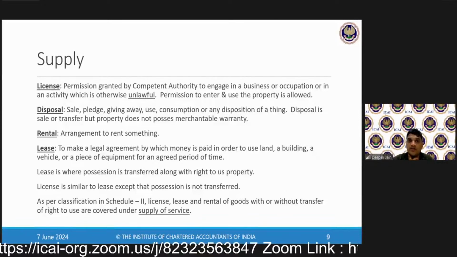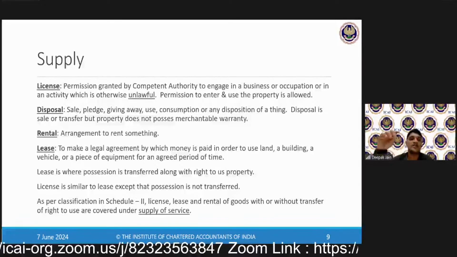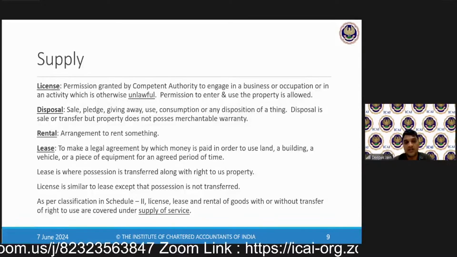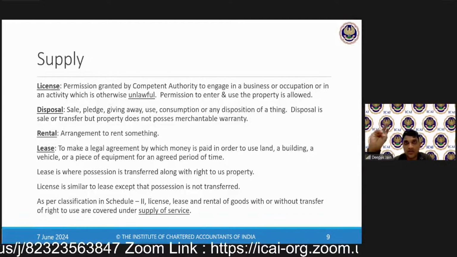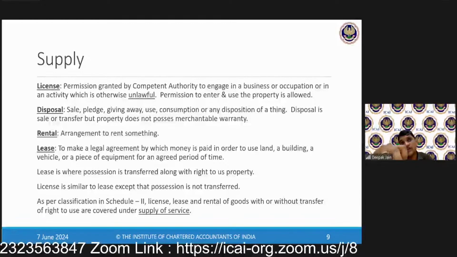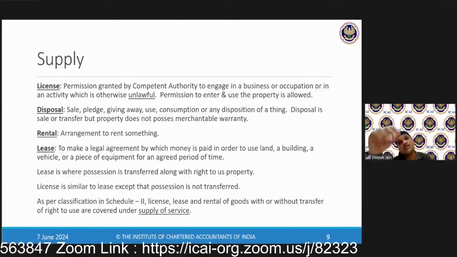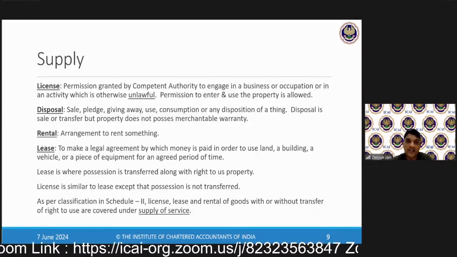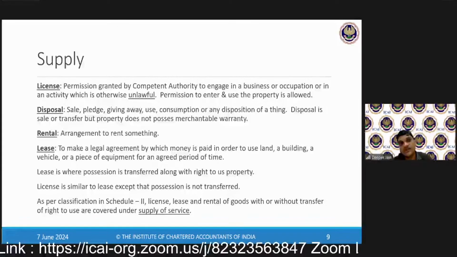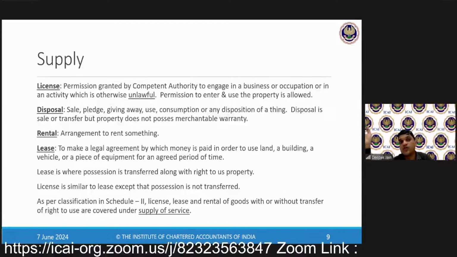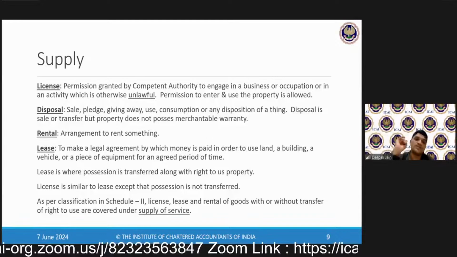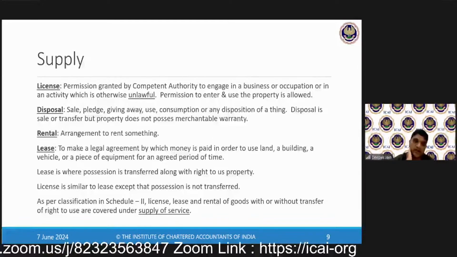Then disposal. When I sell, pledge, give away or dispose of anything without a consideration, that's an example of disposal. So why is disposal covered here? Because consideration is involved. It is still covered here because we have something called Schedule 1, wherein it says that any kind of disposal you do without consideration is also liable for GST. That's why disposal is also included here.